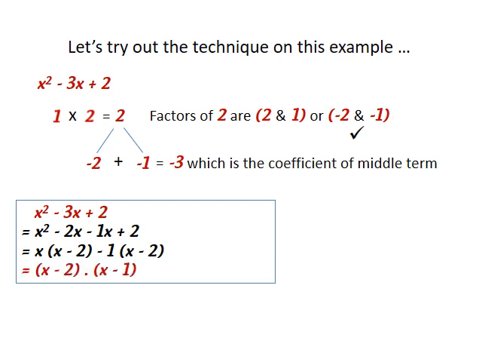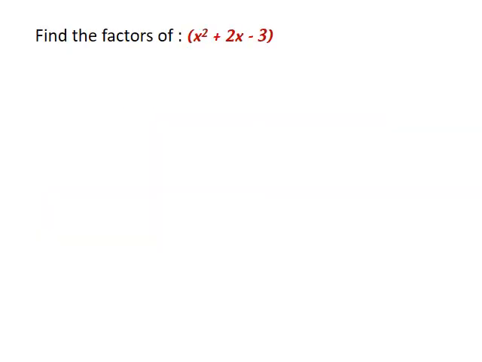And in this expression, we have x minus 2 as common, leaving x minus 1. So x minus 2 and x minus 1 are the factors of x square minus 3x plus 2. So it's quite easy using the technique, right? So let's try another example.